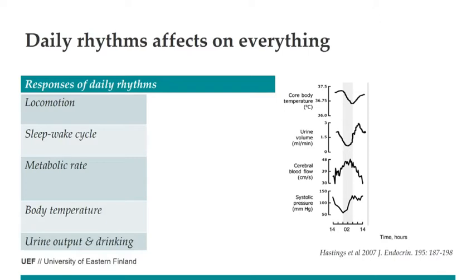So here you can see responses in the human body. The core body temperature drops about 0.5 degrees Celsius during the nighttime, and at the same time quite low urine volume is produced. During the nighttime the cerebral blood flow in the brain is increased, and the systolic pressure, so the blood pressure, is low early in the night, and then high early in the morning.